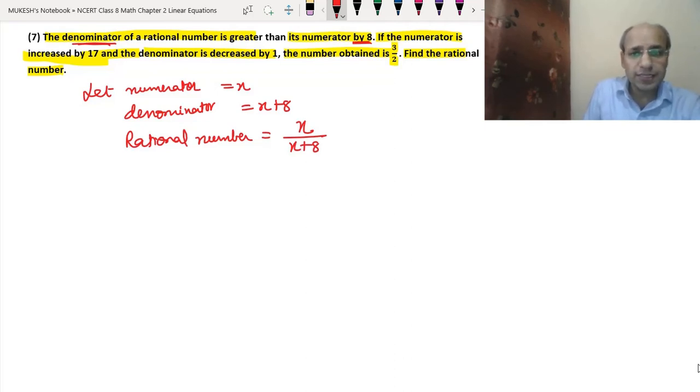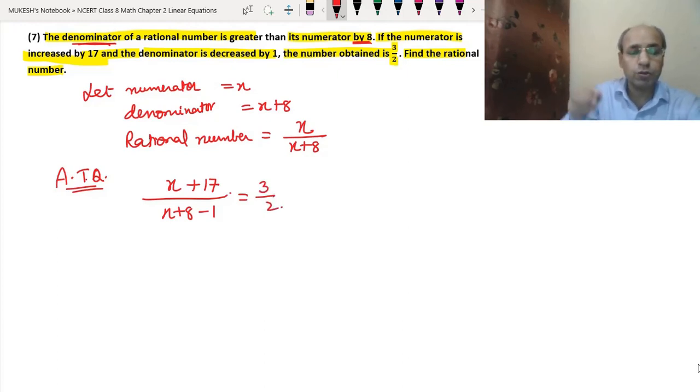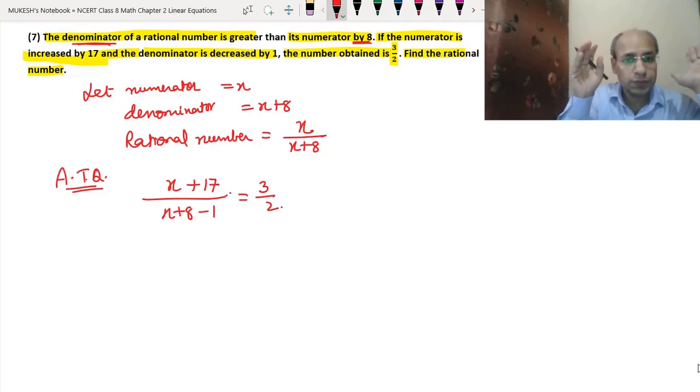If the numerator is increased by 17, according to the question, that means we will add 17 to it, and the denominator is decreased by 1, that means from x plus 8 we will subtract 1. Then the number obtained is 3 upon 2. So whatever number is obtained will be equal to 3 upon 2. This is how we have made the equation.